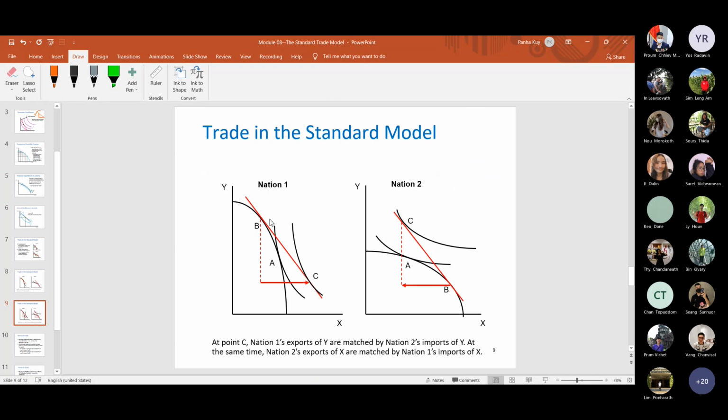So when you realize this, before they could produce and consume at this point only. Similar thing for Nation 2, they could produce and consume at this point only, but now they can consume higher while producing at this point. Actually, the resources they have are still the same, so they just reallocate the resources between these two products, and then they do the trade, don't forget that, and then they realize more enjoyment in terms of consumption in their country.